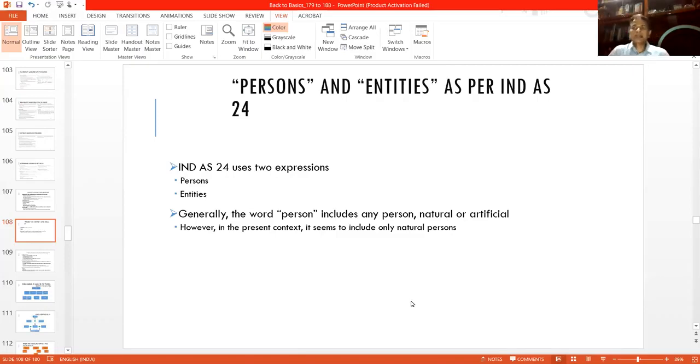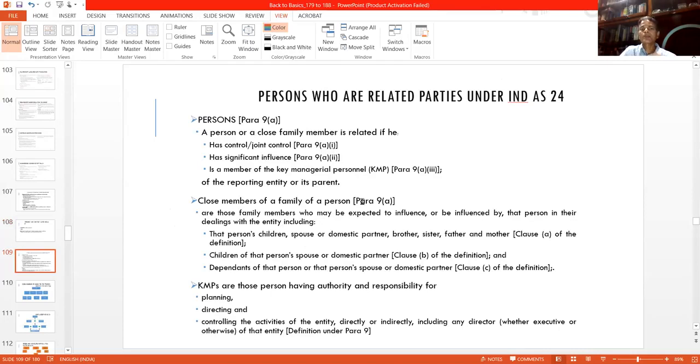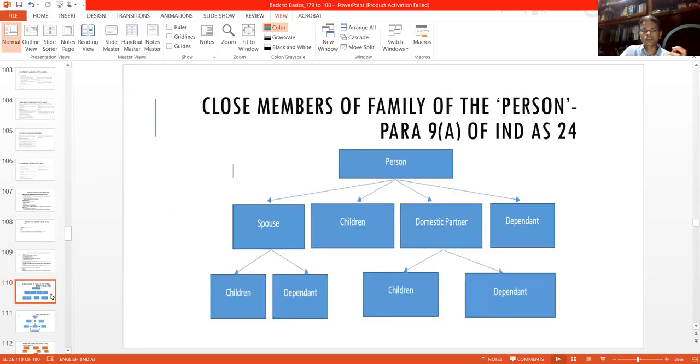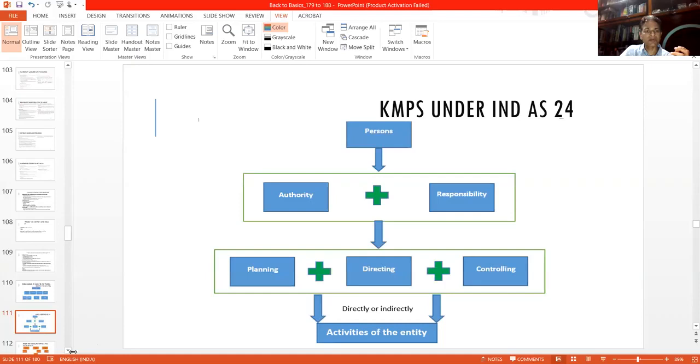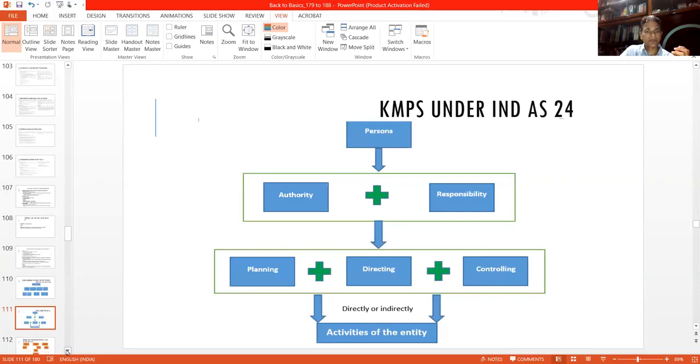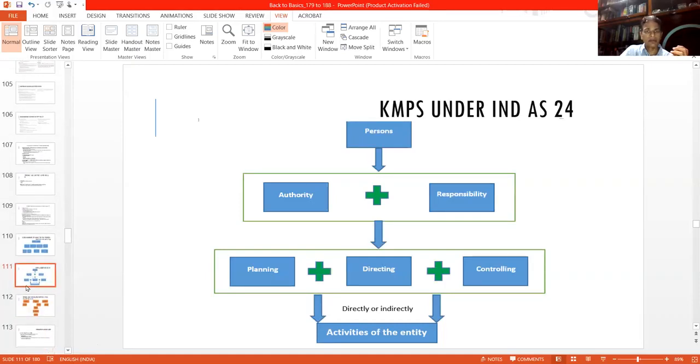Regulation, India's would have been applicable. So we were saying that Ind AS 24 has two parts: a person and an entity. In case of a person, it talks about the following classes of persons. The person has control, the person has significant influence, and the person is a member of KMP, key managerial personnel, which is the board of directors. And then it goes on to say, in case of entities, there are several situations.